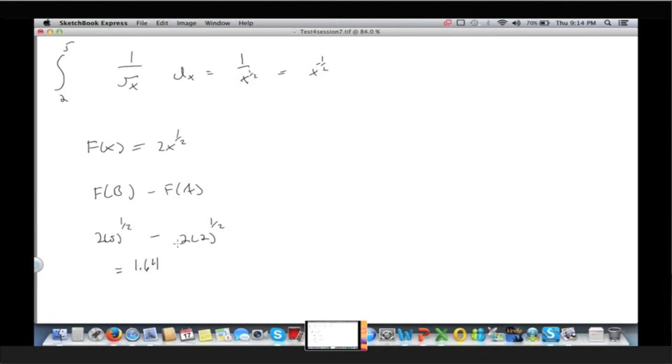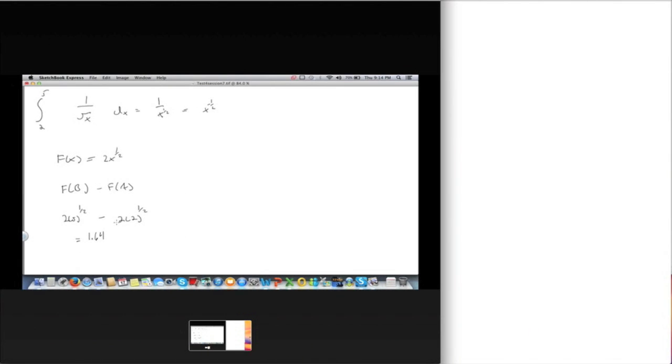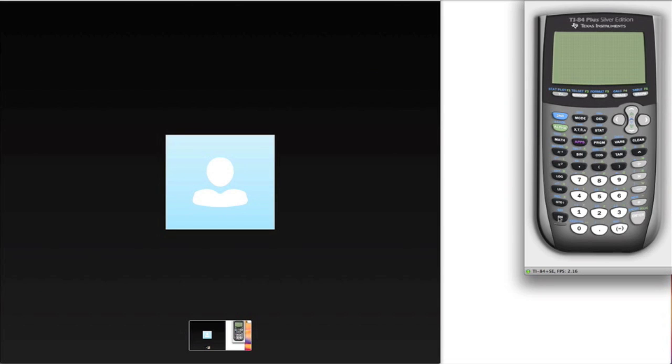I'm going to check this on my calculator. So y equals 1 over the square root of x. Graph that. And then I'm going to get a second calc. Set on 7. Type in my lower limit as 2. Upper limit as 5. That's what I get. Cool, so that's the answer.